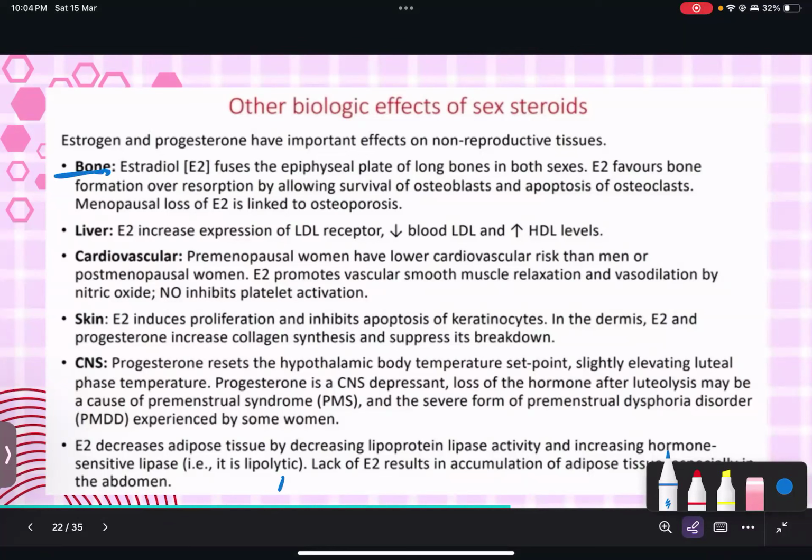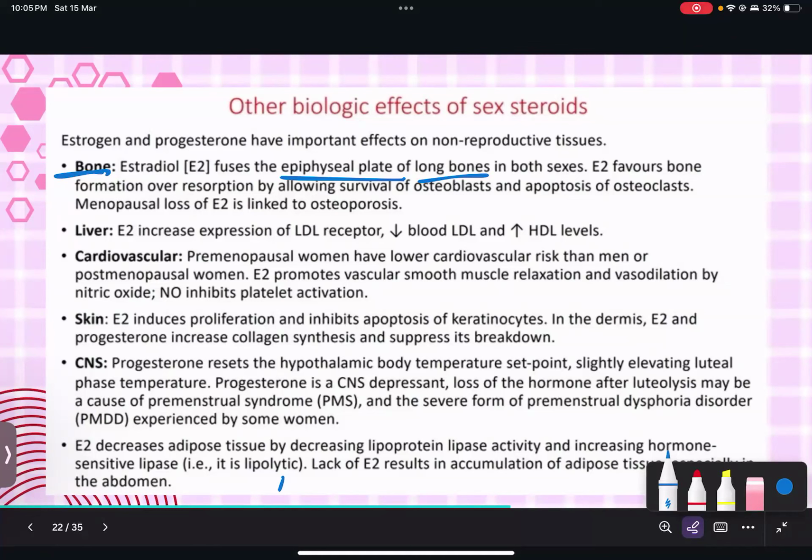The estrogen effect here is that it fuses the epiphyseal plate of the long bones. Okay, this is first. Other than that, it favors bone formation over resorption. What does that mean? It allows the survival of the osteoblasts. I think you guys didn't take MSK yet, but what does that mean? Osteoblasts are the cells that form bone. They're the ones that make up bones. The osteoclasts are the cells that break down bone.